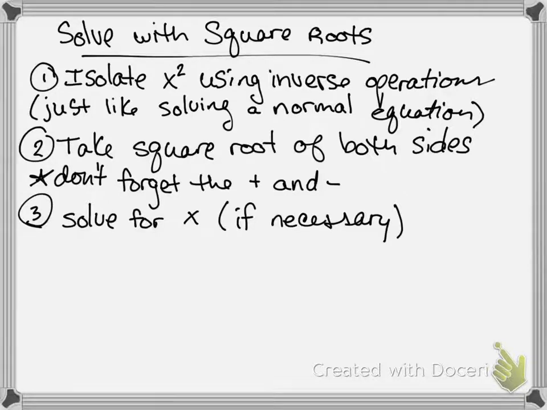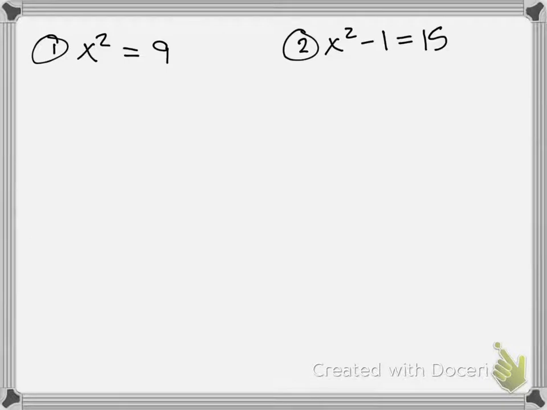Step 3, solve for x if necessary. A lot of times this step is not needed. So let's go ahead and jump right into an example. So our first one, we got x squared equals 9. Right now, the x squared term is all by itself. It's isolated already. So what we're going to do is take our equation.